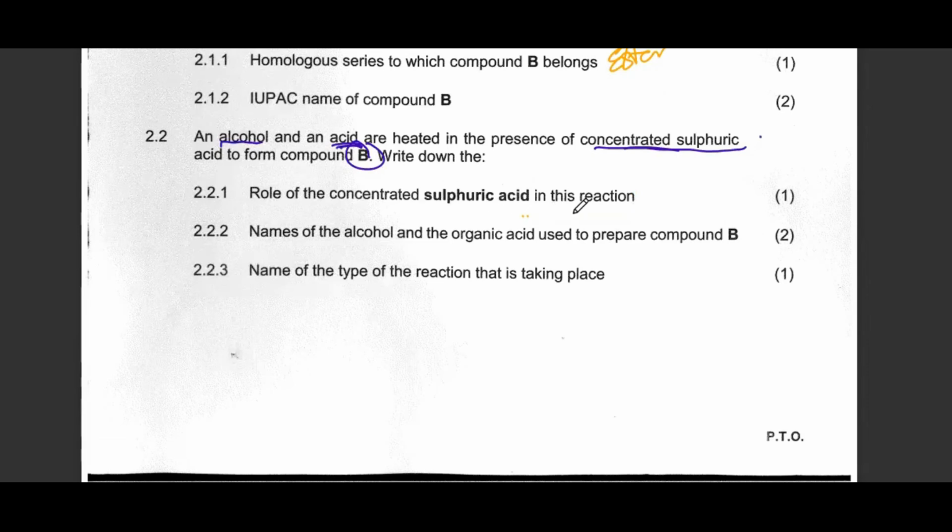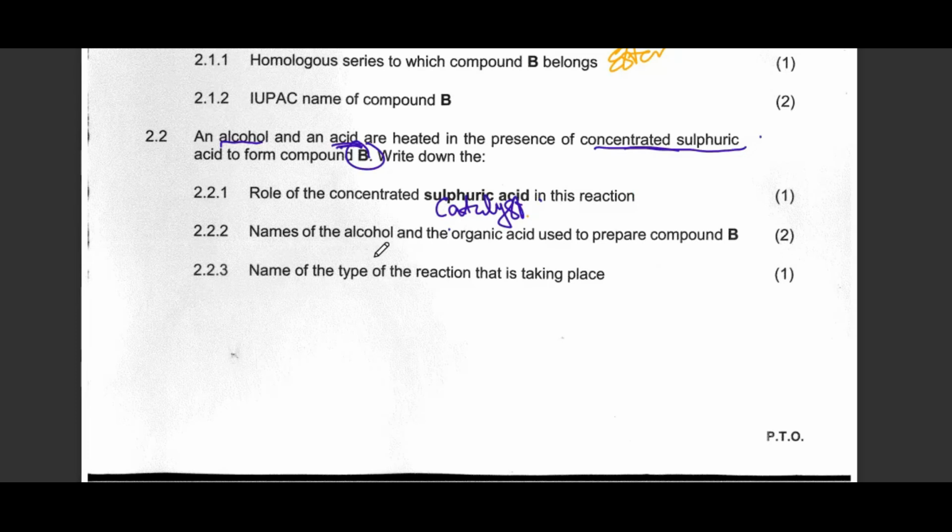The role of concentrated sulfuric acid. Write down the role of concentrated sulfuric acid in this equation. So this is the sulfuric acid. We use it as a catalyst. Please don't say it is a dehydrating agent. Please don't say that, because we won't give you a mark. It is acting as a catalyst, or it speeds up the reaction. Those are the only 2 things we can give you marks for.